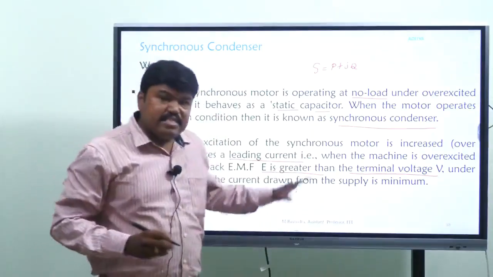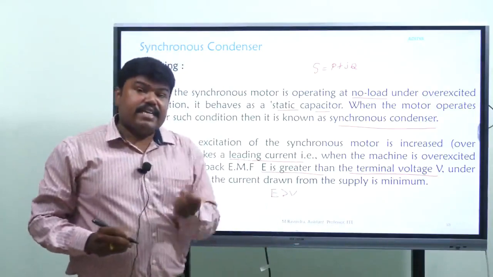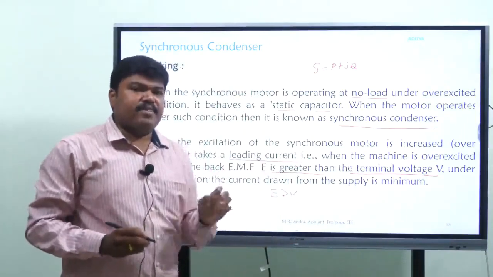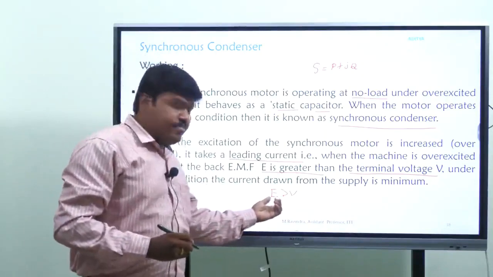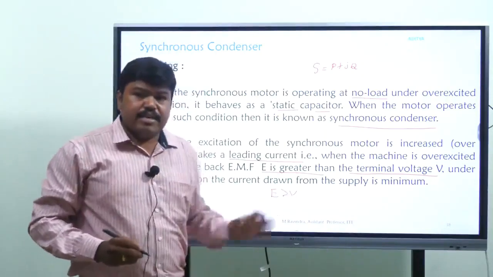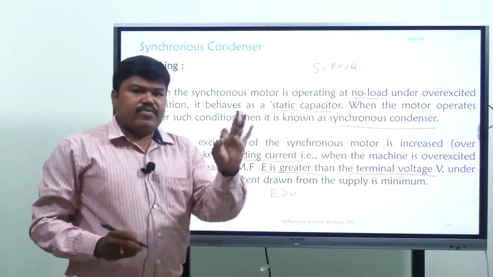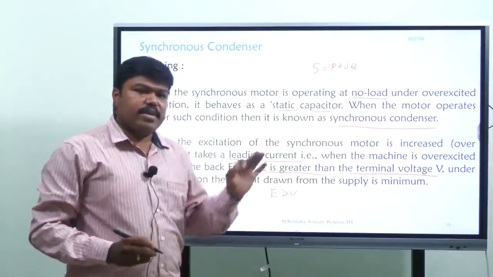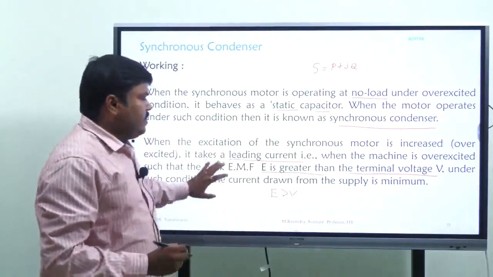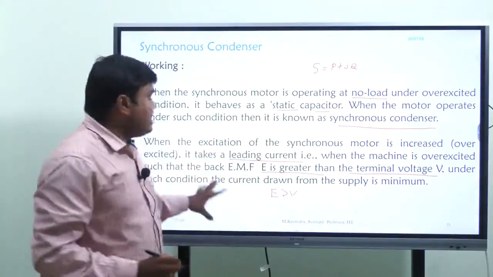In this condition, the current drawn from the main supply will be very minimum. When the generated EMF is greater than the terminal voltage, the current drawn from the supply will be minimum. In this condition we call it a synchronous condenser.